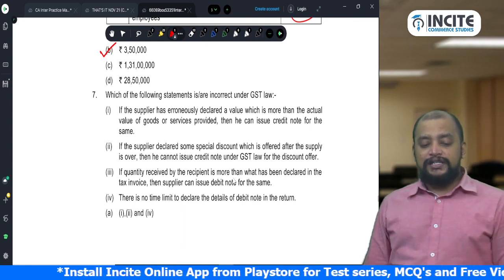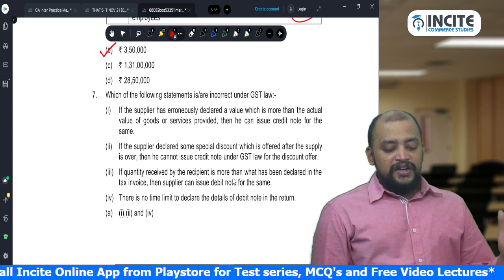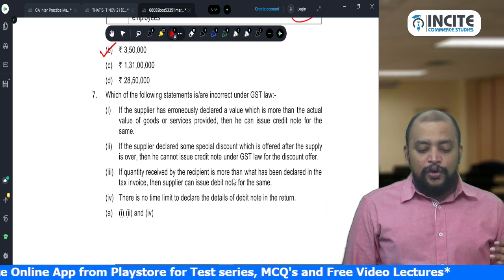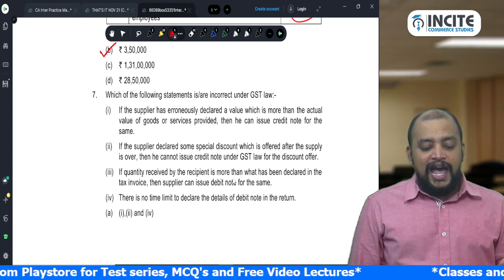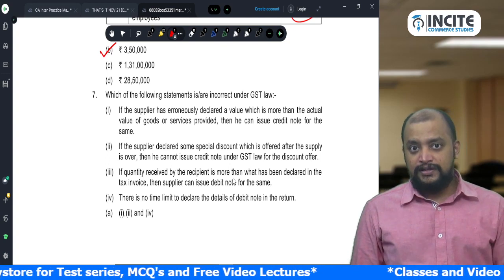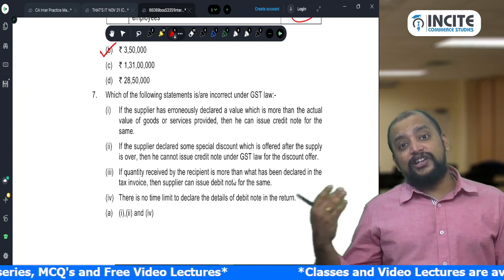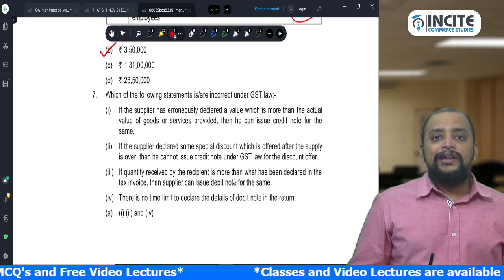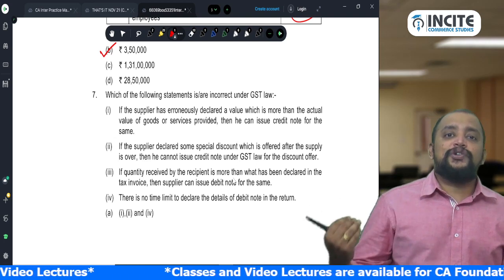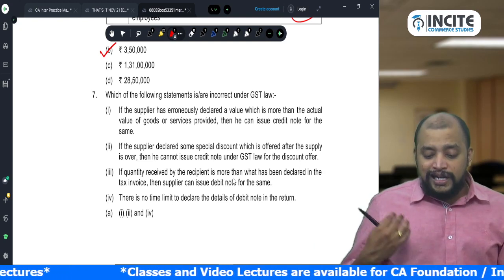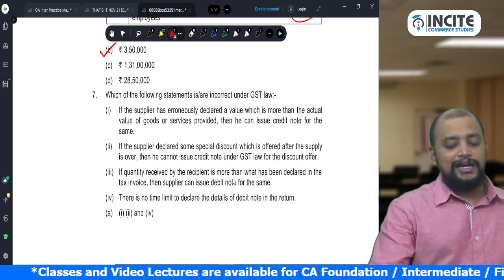Which of the following statement is or are incorrect under GST law? If the supplier has erroneously declared a value which is more than the actual value of the goods or services. So declared a value which is more than the actual value. Then invoice is having a higher value but the actual value is less. So then what a supplier will do? He can issue a credit note for the same. Correct.